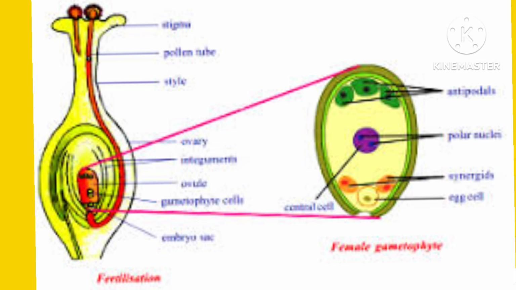3 cells are present at the anterior side, and these are called antipodal cells, and the other cell is the egg. It is located at the end of the embryo sac closest to the opening through which the pollen enters. 2 synergid cells are present on either side of the egg cell.